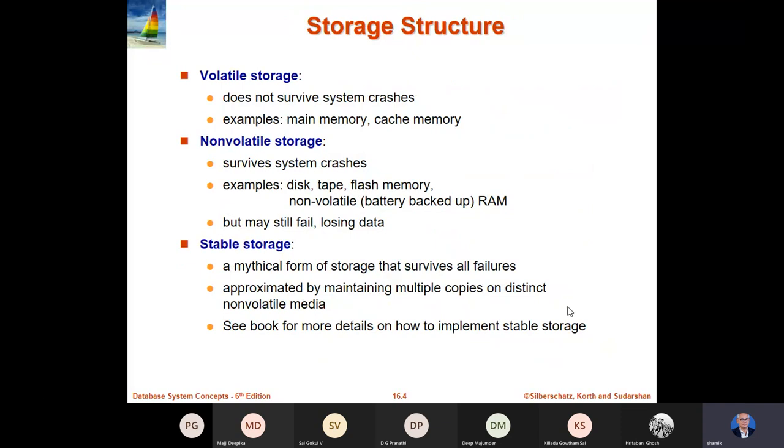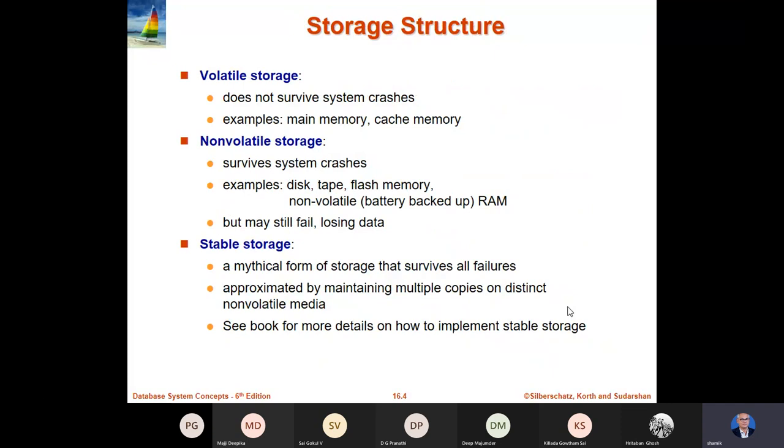Now we have to look back a little bit at storage structure, which has already been discussed by Professor Ghosh. There is volatile storage like main memory. There is non-volatile storage which survives system crashes, but may still fail, losing data. And finally, we have this concept of stable storage, a quote-unquote mythical form of storage that survives all failures. It is approximated by maintaining multiple copies on distinct non-volatile media. You can see the book for more details.